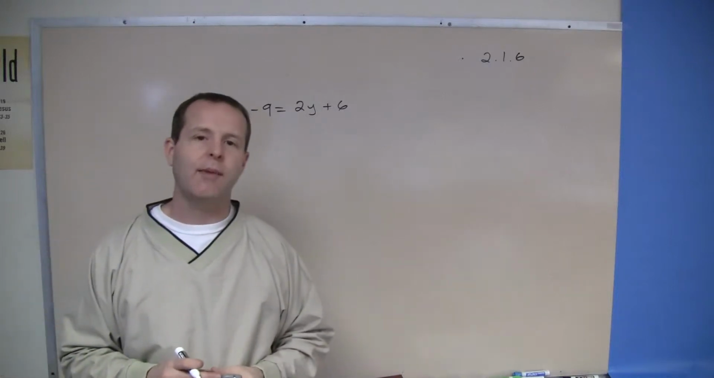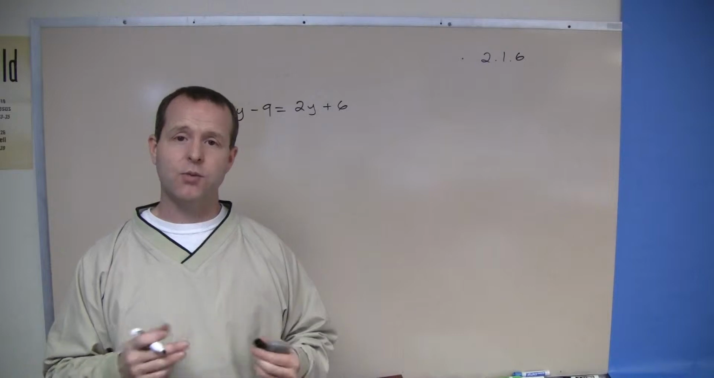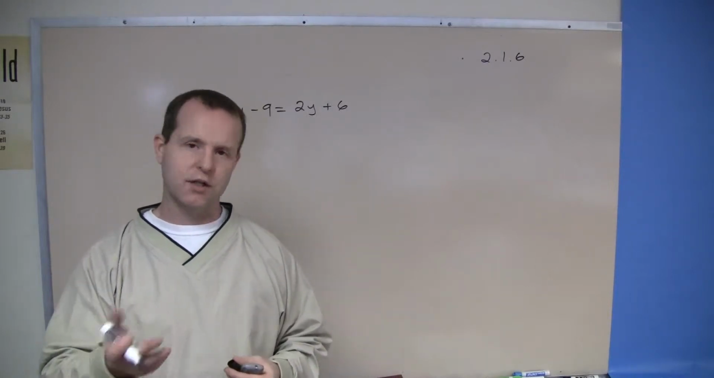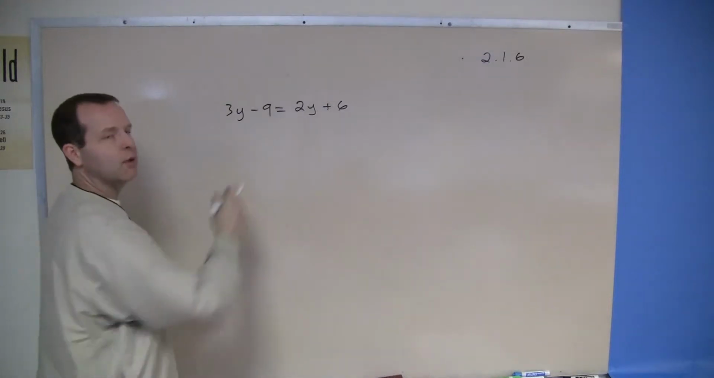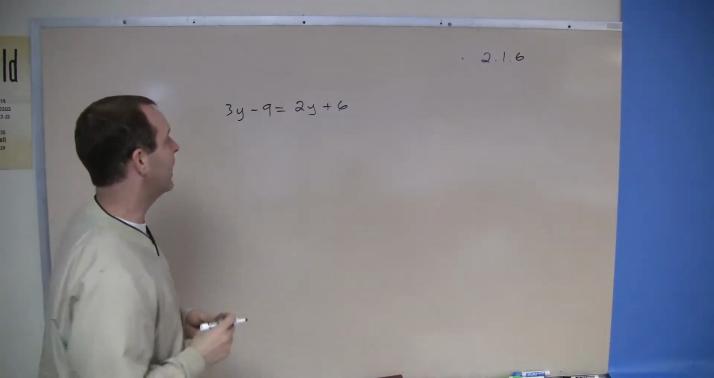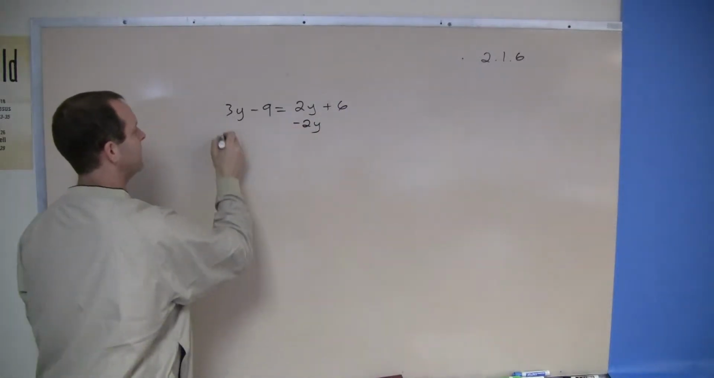You know what? It doesn't really matter. You can do it either way. As you start to do lots and lots of practice with these, you might start to get a preference for yourself of what you'd like to do. Well, my preference is I like to remove the smaller value of the y. So I'm going to add a negative 2y to the right side.